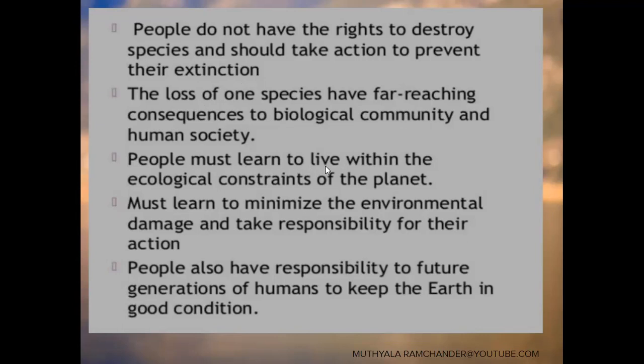People must learn to live within the ecological constraints of the planet, must learn to minimize environmental damage, and take responsibility for their actions. People also have a responsibility to future generations of humans to keep the earth in good condition. So humans must respect future generations and the plants, and provide a good environment for the future generations of human beings.